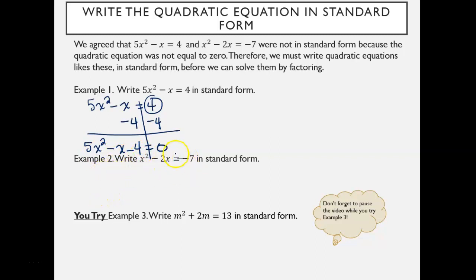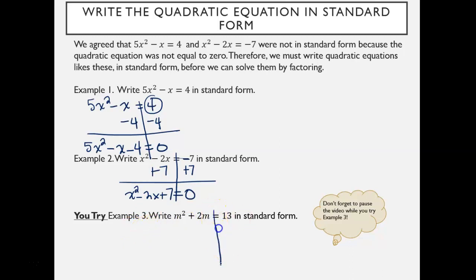Example 2, again, we need this to be equal to 0. This time it's a -7, so we're going to add 7 to each side. So again, we can only add and subtract things that are like terms. 7 is not like x squared or 2x, so we just write that as x squared minus 2x plus 7 equals 0. Pause the video now and try example 3 on your own.